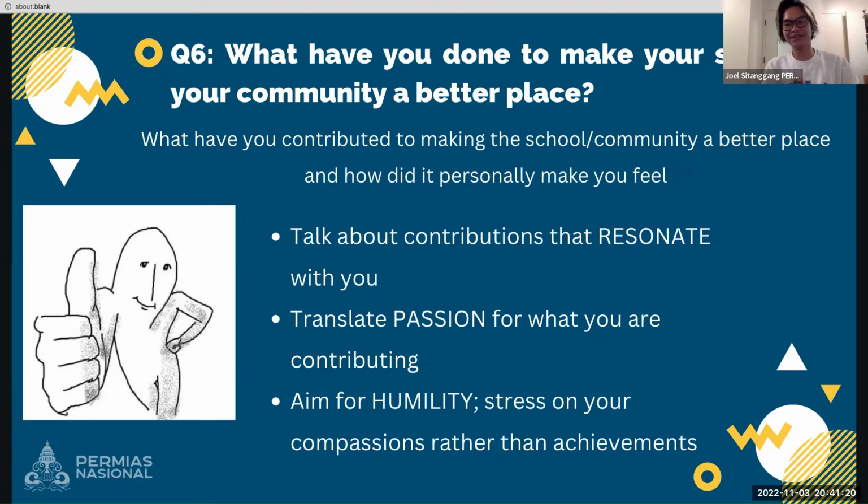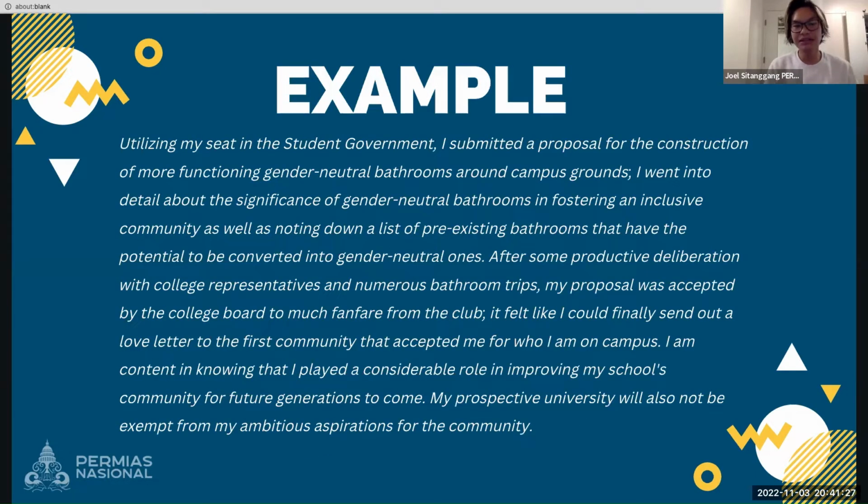And again, because of my second favorite, I am taking an excerpt from my personal UC application for the example. Utilizing my seat in the student government, I submitted a proposal for the construction of more functioning gender-neutral bathrooms around campus grounds. I went into detail about the significance of gender-neutral bathrooms and fostering an inclusive community, as well as noting down a list of pre-existing bathrooms that have the potential to be converted into gender-neutral ones. After some productive deliberation with college representatives and numerous bathroom trips, my proposal was accepted by the college board to much fanfare from the club.